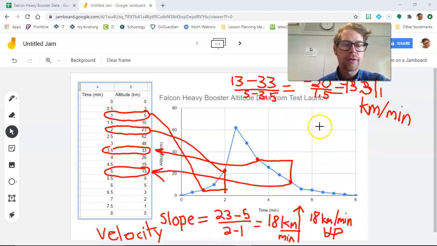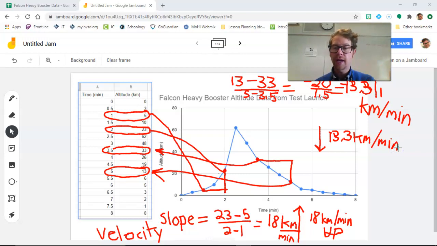So we're going to actually want to represent this with a vector, an arrow going down that says 13.3 kilometers per minute. And so that's how we can use position over time data to get ourselves velocity. And remember, it can be negative. If it's going down or it's going away from the positive direction, it's going to be negative, and it's going to be a vector. All right, see you in the next video.